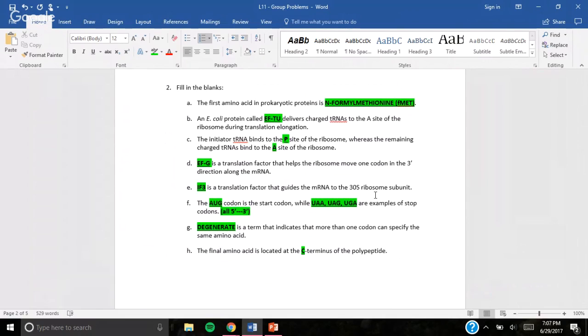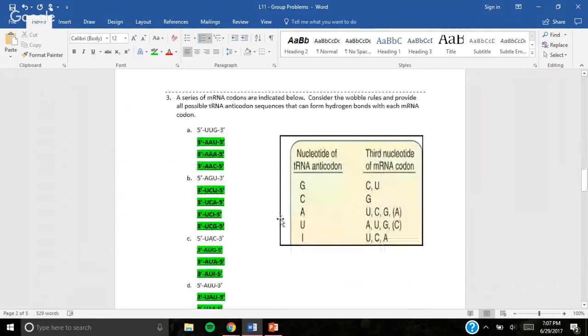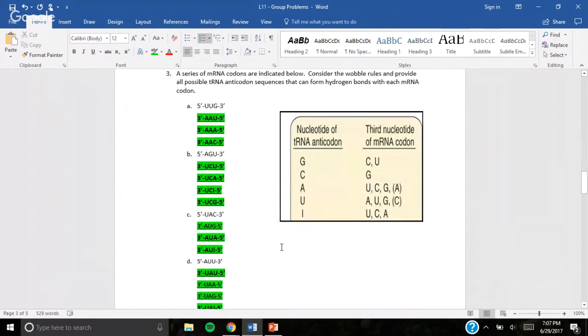The AUG codon is a start codon, while UAA, UAG, and UGA are examples of stop codons, all in the 5' to 3' direction. Degenerate is a term that indicates that more than 1 codon can specify the same amino acid, and the final amino acid is located in the C terminus of the polypeptide. Awesome.